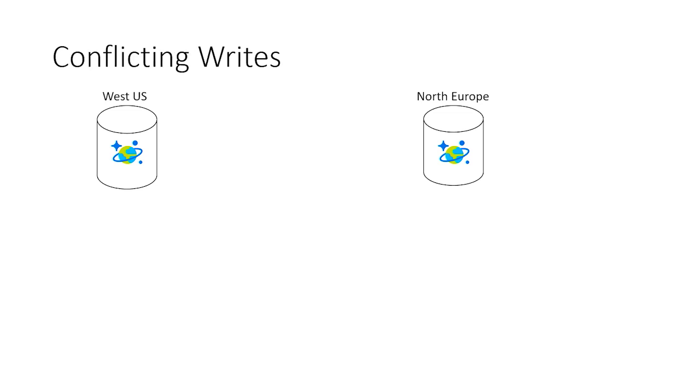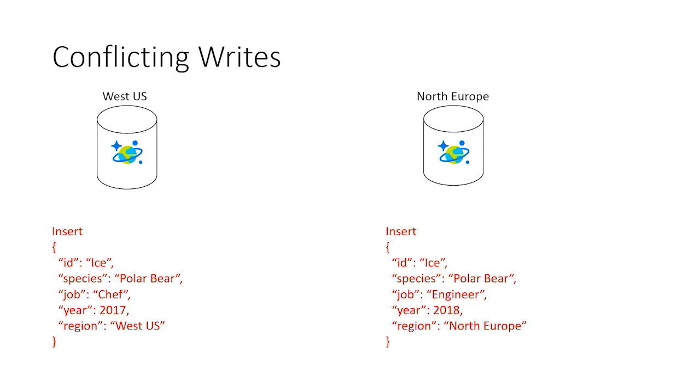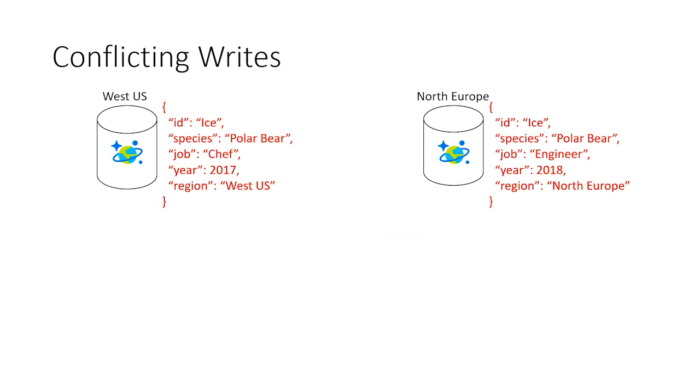Now, in a conflicting scenario, if you do inserts from two places at the same time. Let's say the West US employee was lazy and forgot to enter it for an entire year. In 2018, Eyes got a new job as an engineer. And they both get inserted into their respective databases from different regions, West US and North Europe. But then when they replicate to each other, there's a giant question mark with regards to how we can handle two of the same documents with different data.